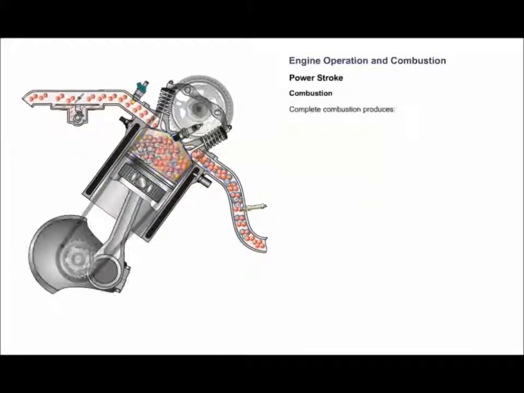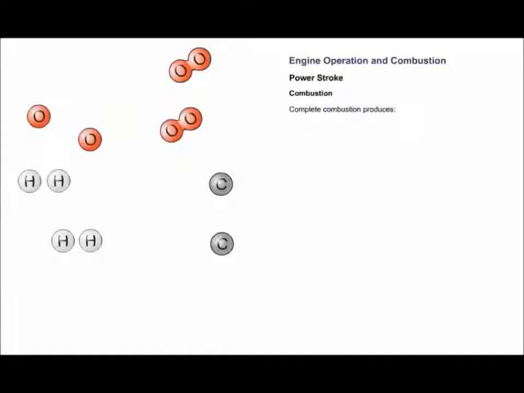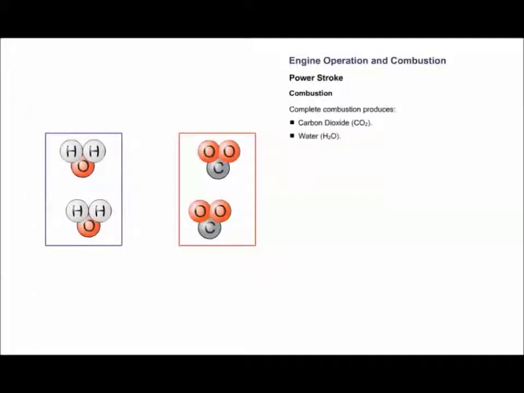When complete combustion takes place, the hydrocarbon bond is broken and becomes separate hydrogen and carbon molecules. The hydrogen and carbon then bond with the oxygen and form carbon dioxide, represented chemically as CO2, and water, represented chemically as H2O.